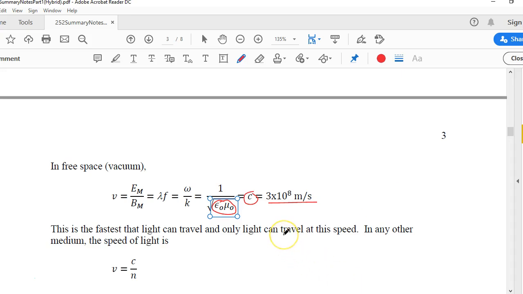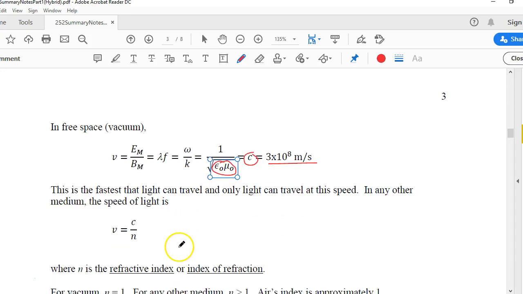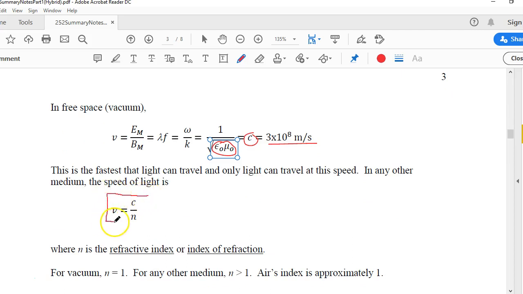So light, electromagnetic wave, sometimes you'll hear me call it electromagnetic radiation or light. The fastest it's going to travel is in free space. That's its speed c. In any other medium, it's going to travel at a slower speed. Now, to give us an easy way to get the speed, at least in a formula, somebody said, let's write the speed of light in some medium as c, the speed in free space, over some constant of the medium. This constant we call the refractive index, or the index of refraction, n.